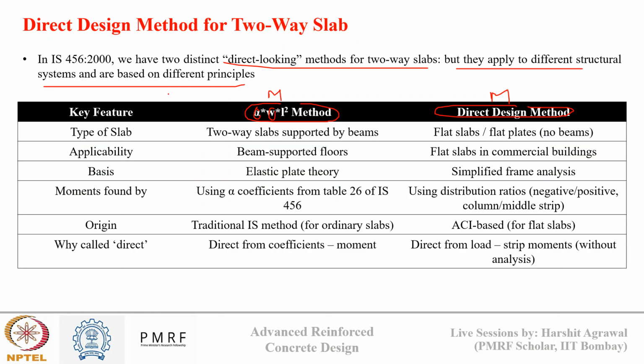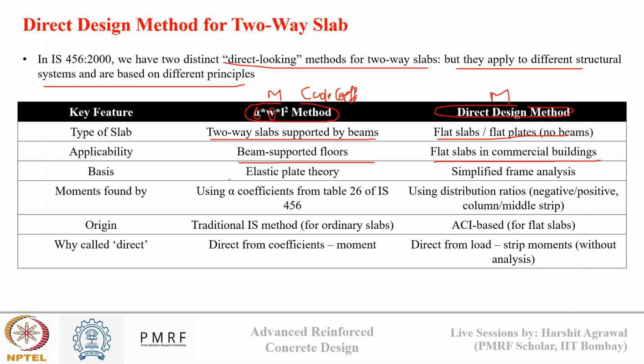So what is the difference? This table shows the difference between the two methods. The alpha W L square method is also known as the code coefficient method. This method is for two-way slabs supported by beams, whereas the direct design method is for flat plate and flat slab systems where there is no beam in support. So this is applied for beam-supported floors, and this is used for flat slab systems in commercial buildings.